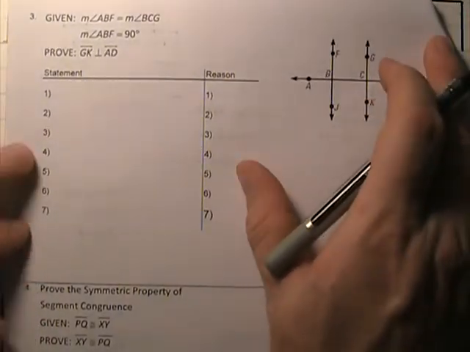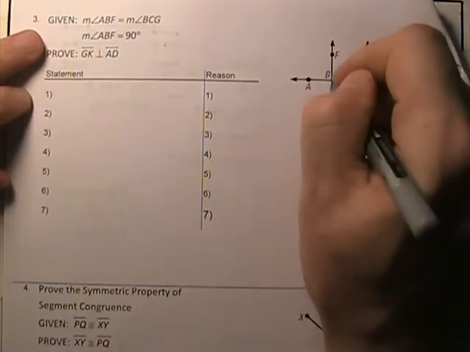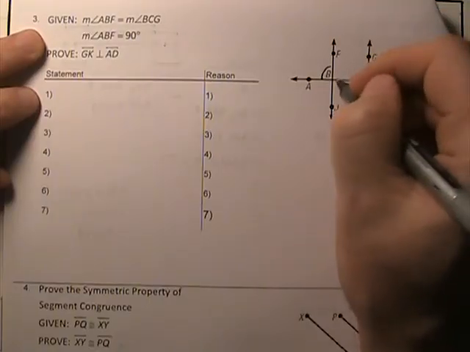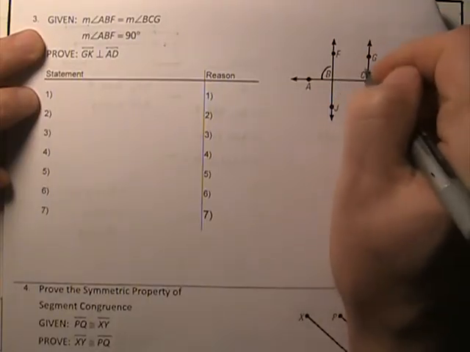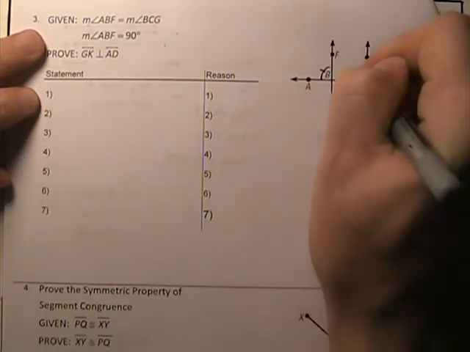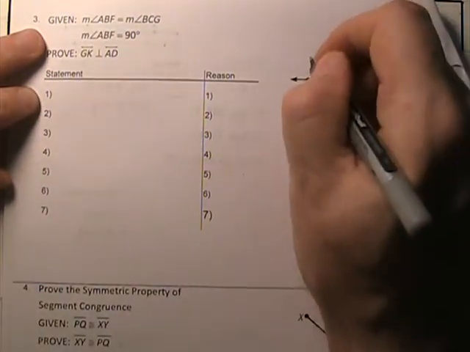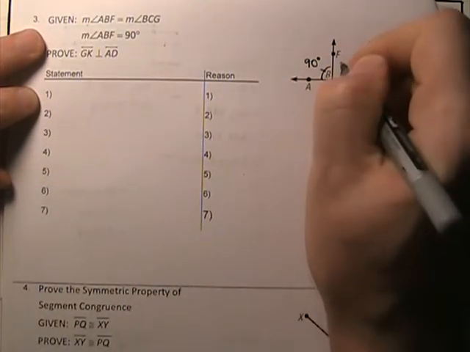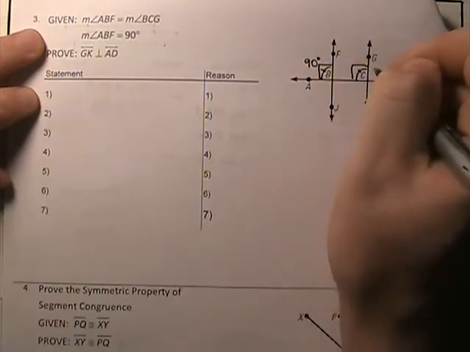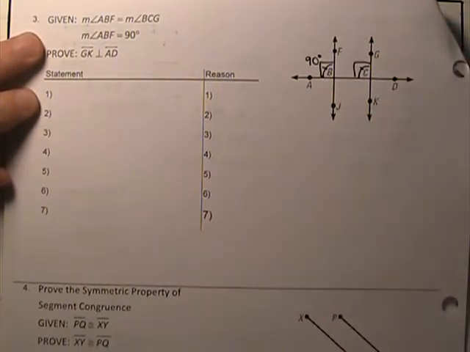Okay, here we're looking at angles, and they say that the measure of angle ABF, so this angle right there, is equal to the measure of BCG. Okay, so those two measures are equal. That means that the angles are congruent. I don't know if I'll need that later. They also say the measure of ABF is 90 degrees. So you could also change this over to the little square, and that means this one's a square. They're both right angles because right angles measure 90 degrees, so that's the definition of right angle.